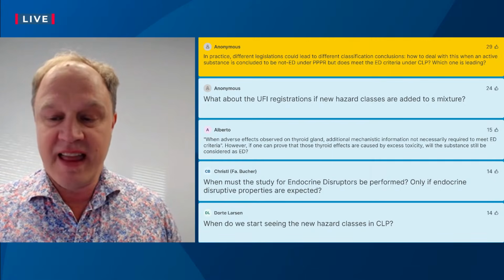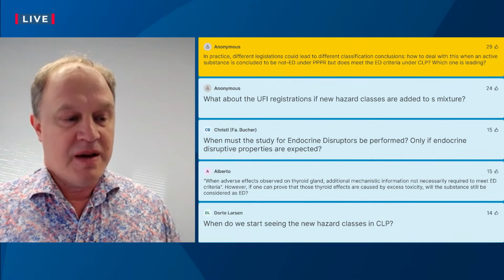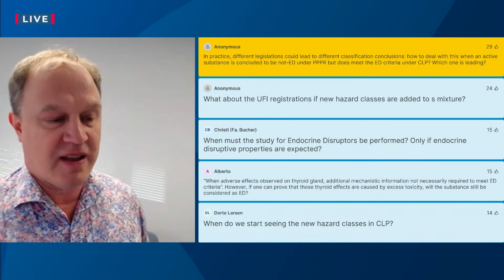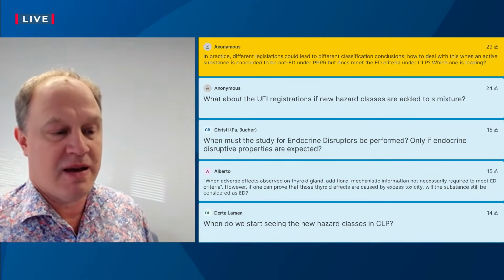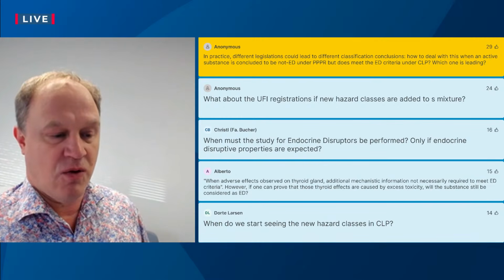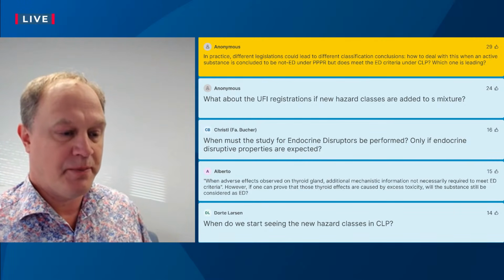But otherwise, I don't think that there will be that much of a missing conclusion here, and we are striving for one substance and one assessment. So I think if EFSA has concluded something, that conclusion would be considered also for a harmonized classification when you come to that. Thank you.